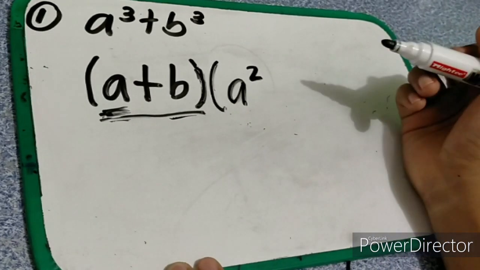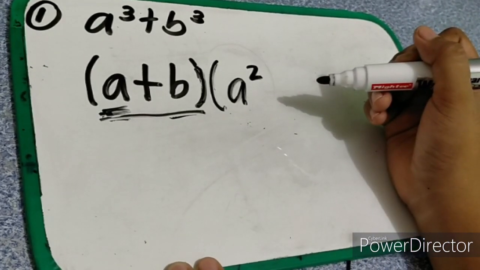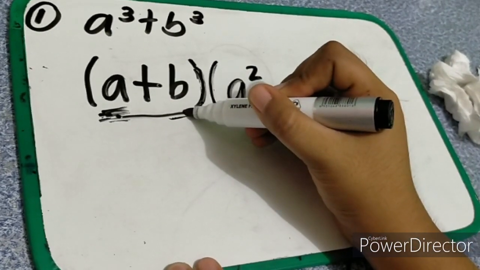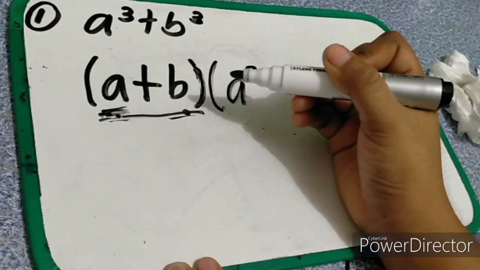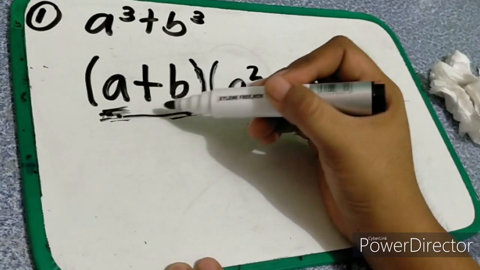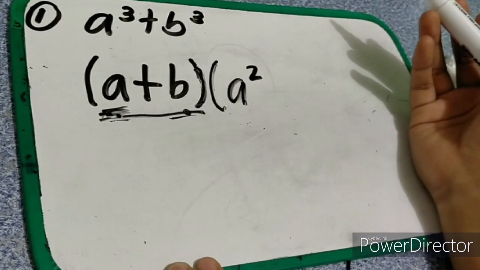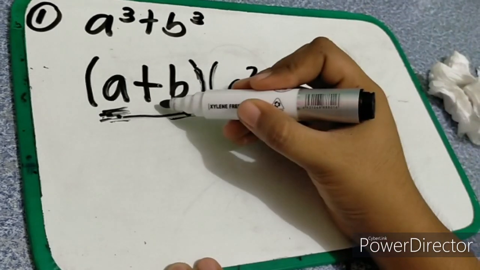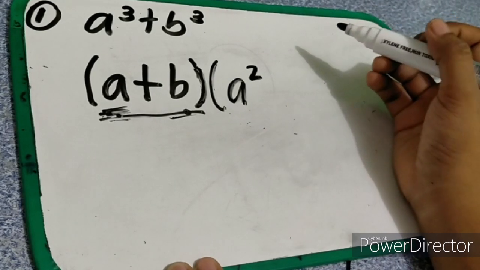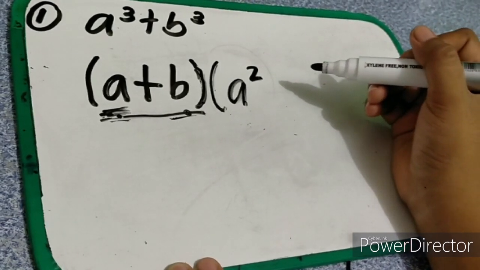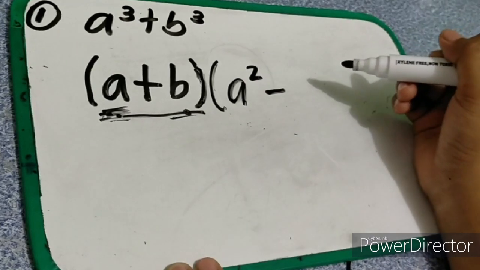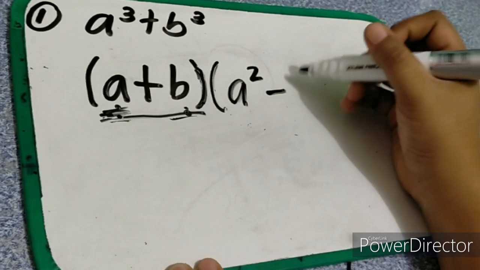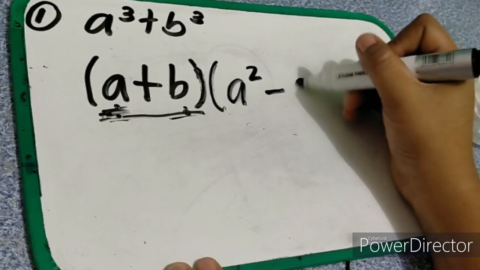Correct? To get the middle term, it's just the product of the first and the last term. And then, its sign is the opposite of the given cubes. So, meaning, the given sign is positive, so the sign niya ay opposite, kabaliktaran. So, it will be negative. Correct? Then, the product of the first and the last, a times b, it is ab.